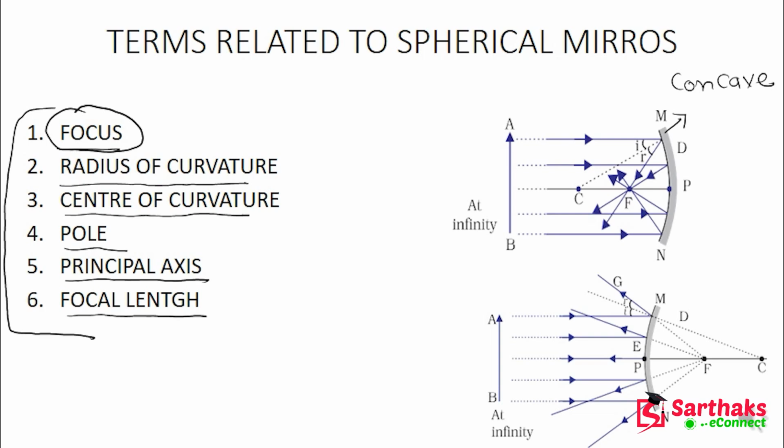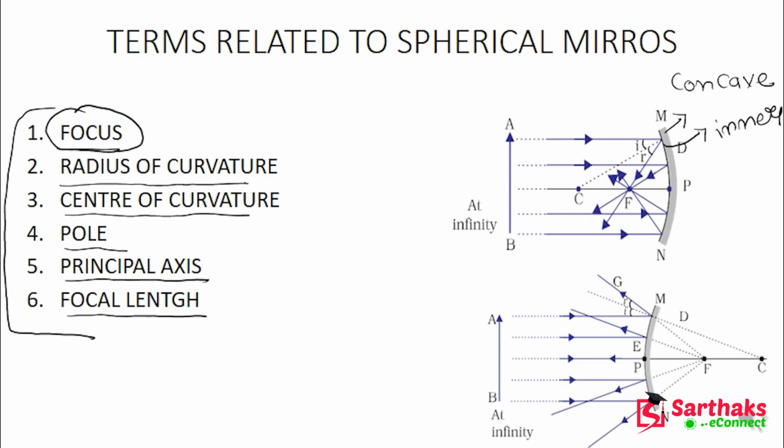Now if I ask you why this is a concave mirror, your answer will be because the light is reflected through this part of the mirror. This is our inner part. The light is reflected through this inner part of the mirror. That's why this is a concave mirror.